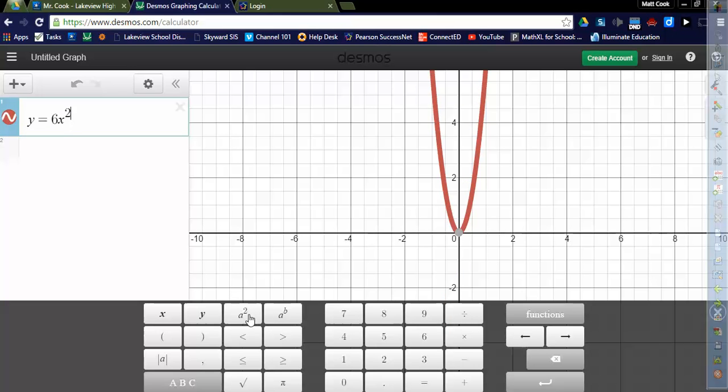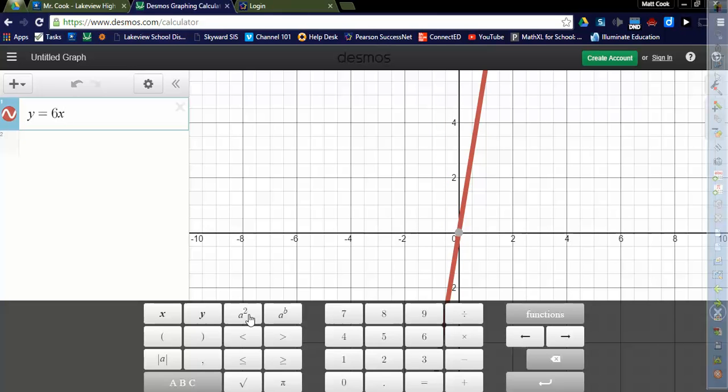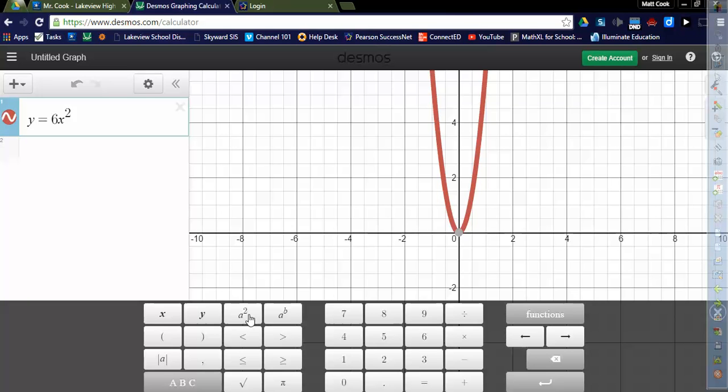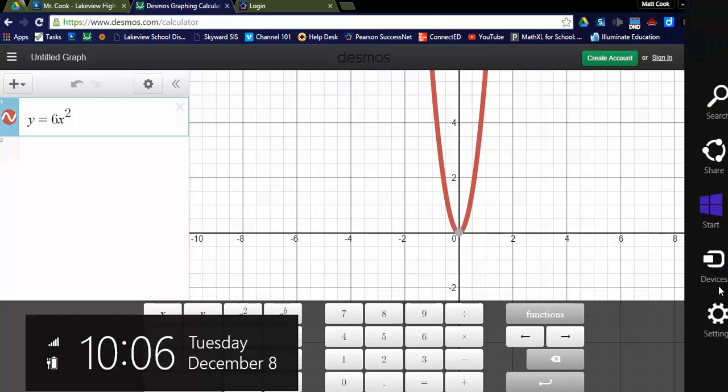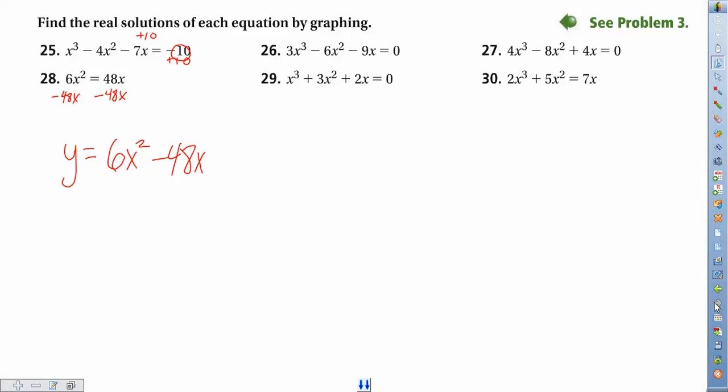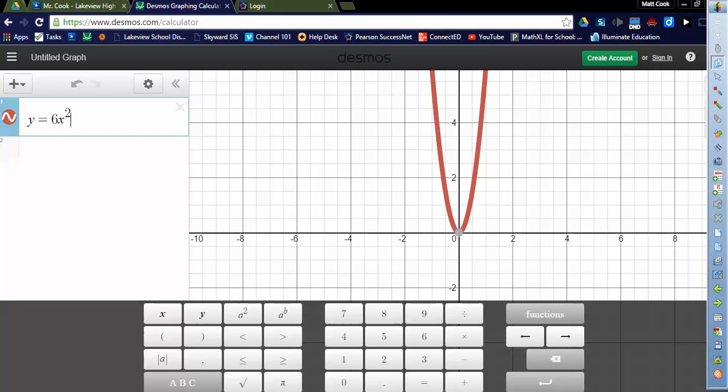Or if you've got a keyboard handy, you're doing this on a keyboard, just press Shift and then 6, and that'll be that caret button. It's the same symbol that's on your graphing calculator, and you can press it too. Notice that the graph is actually making itself as we type. So then we need also, was it plus 48x or was it minus 48x? Let me just double check. It was minus 48x because we had to subtract.